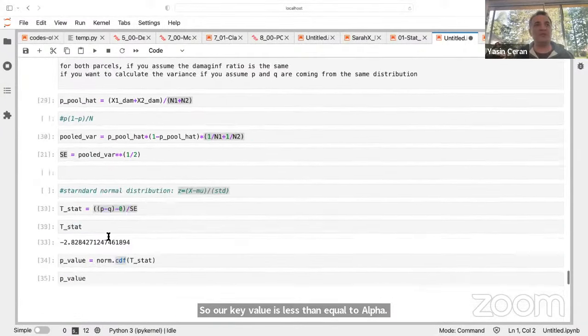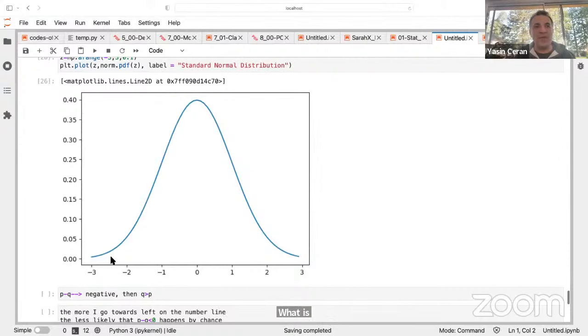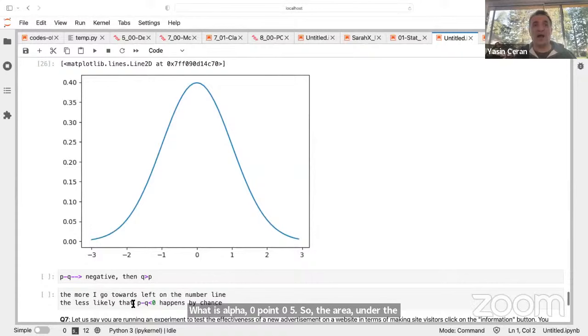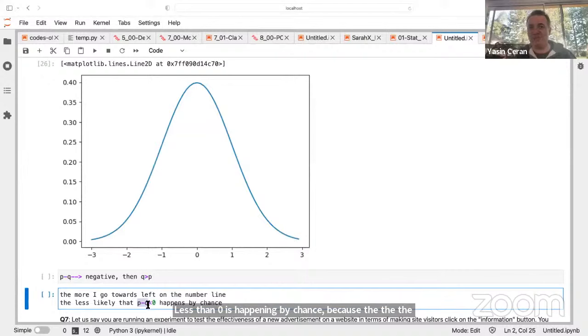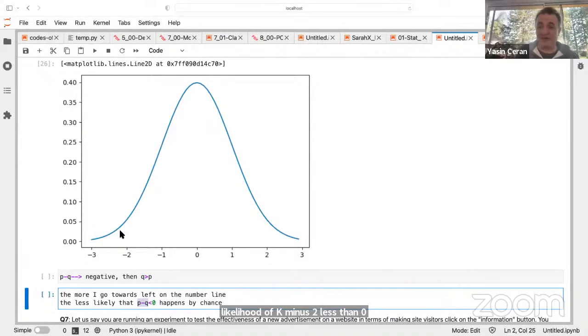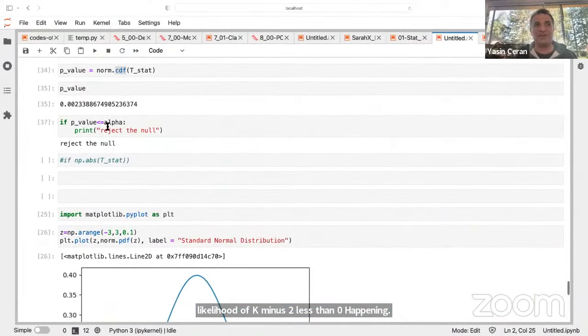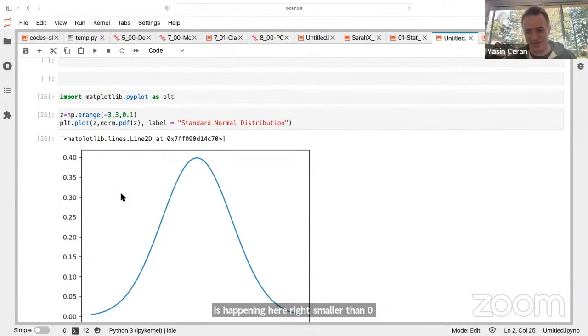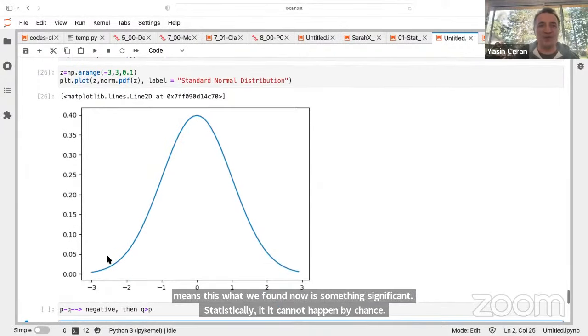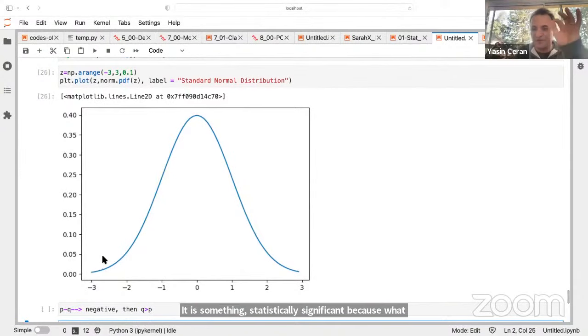What is alpha? 0.05. So the area under the curve is representing, again, how likely it is that p minus q less than 0 is happening by chance. Because the likelihood of p minus q less than 0 happening by chance is even smaller than 0.05. That means what we found now is something statistically significant. It cannot happen by chance. It is statistically significant, because what we found is less than 0.05, which is our critical value.